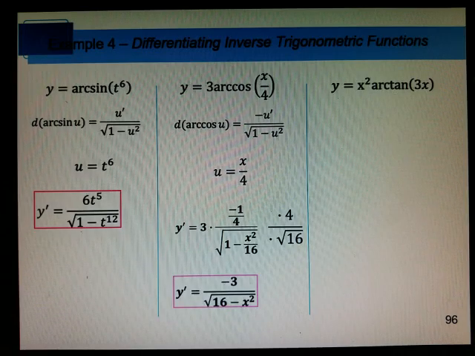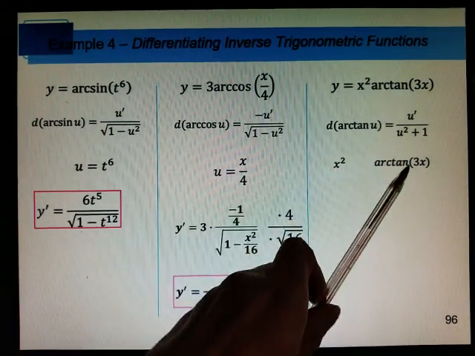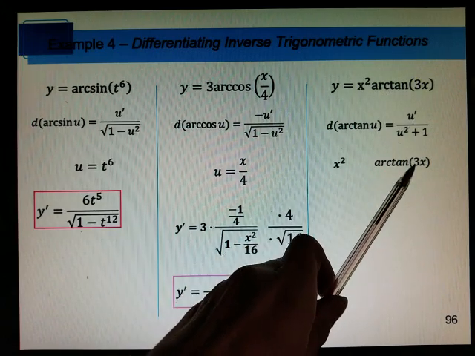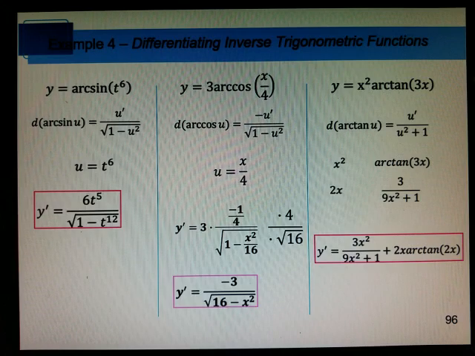To do the next problem, you're going to have to know the product rule. You're going to do x squared separate from the arc tangent of 3x. So here's my x squared. Here's my arc tangent of 3x. For this one, we use this rule. U prime, that would be 3. U squared is 9x squared plus 1. Cross, multiply, add, and you're done.